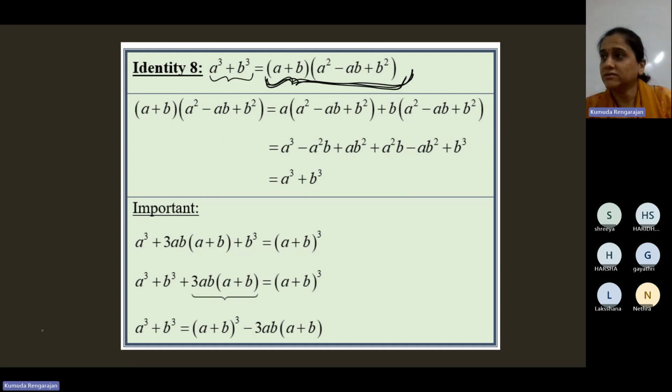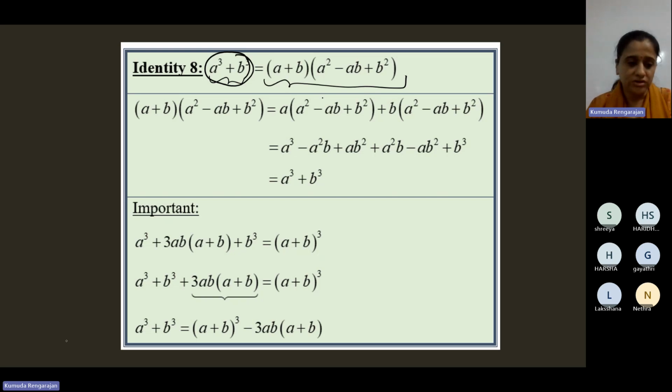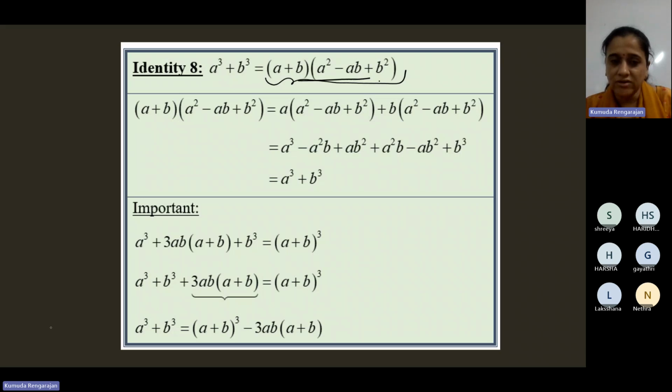Normally we take the left-hand side of the identity, work this one and arrive at this result. But here we'll be taking up the right-hand side of the identity, work this and get these terms as the result. So a plus b into a squared minus ab plus b squared. It's a product. So you should multiply all the terms of the first bracket with the second bracket. How many terms? A and b. Two terms, a and b, multiplied with the second bracket.